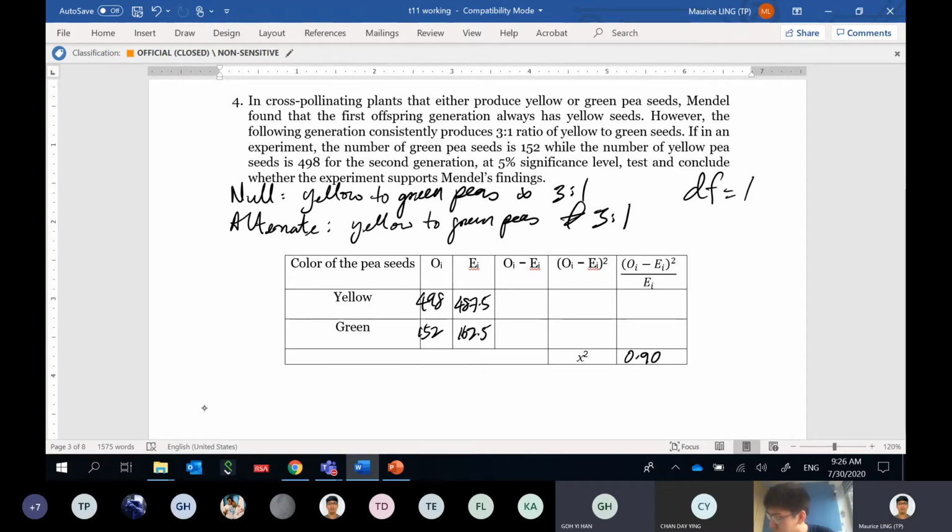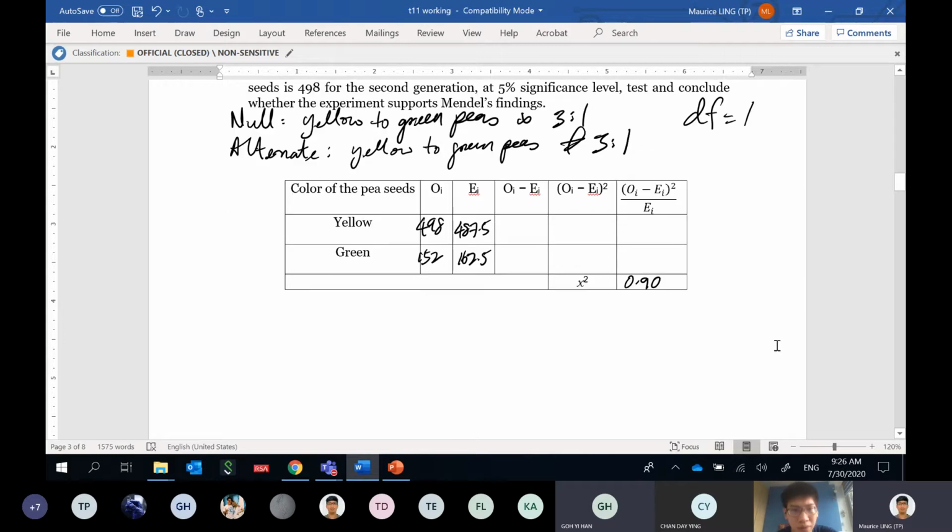Okay. What is your critical value here? Critical value will be 3.841. Yeah, 3.841.